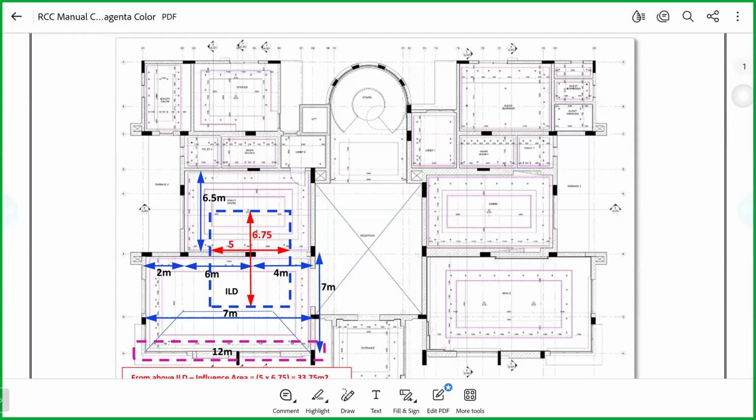In any kind of building, the load directly goes to the slab, because the slab is connected to the beams. The beams are connected to the columns, and then the columns transfer the load to the foundation, right below the base.